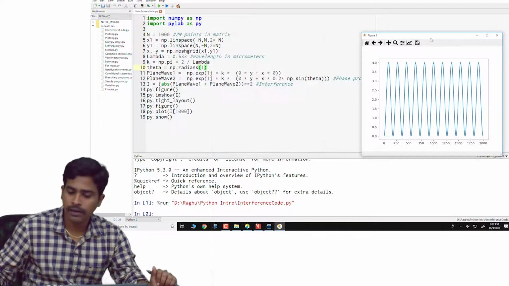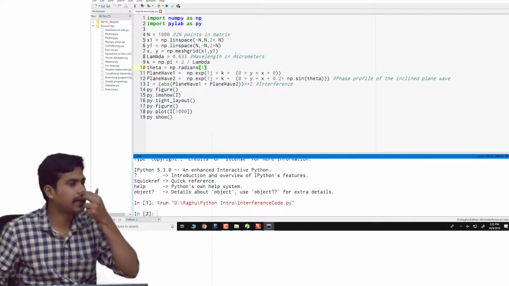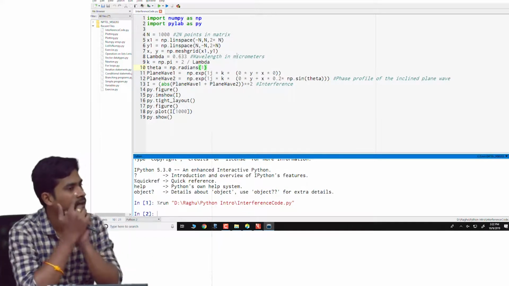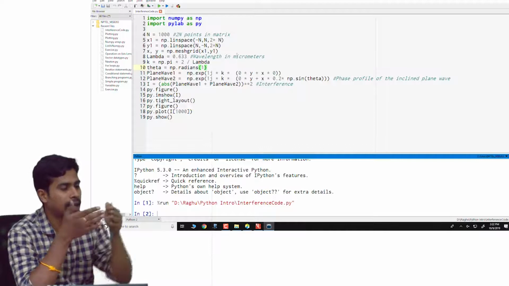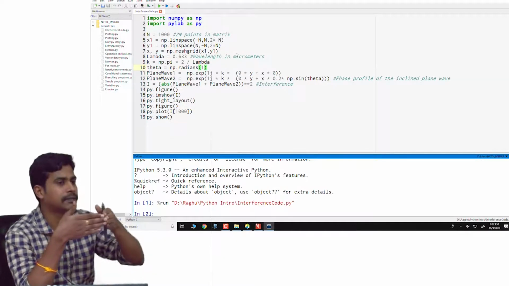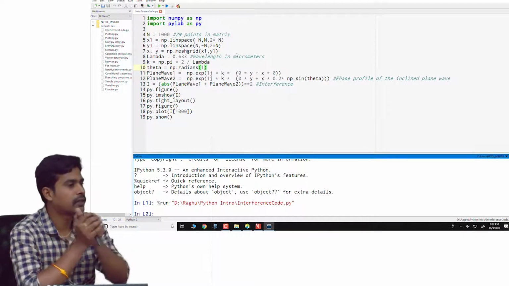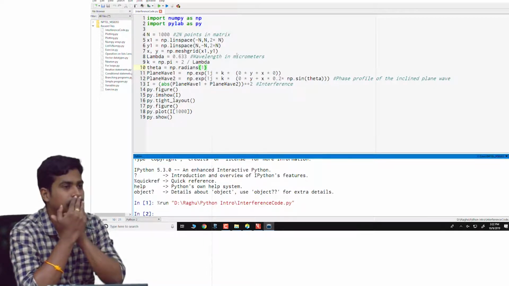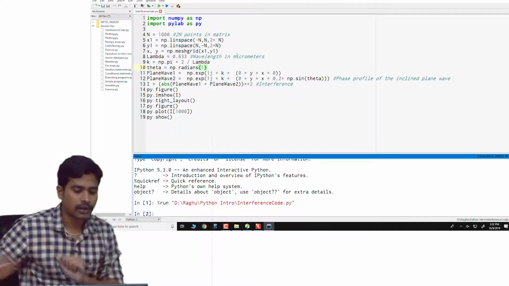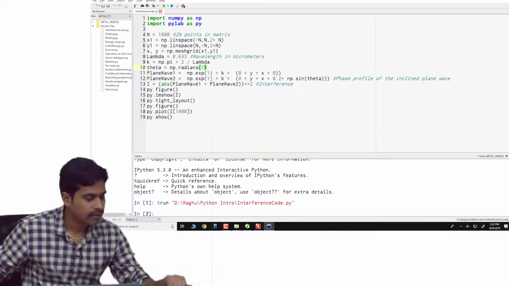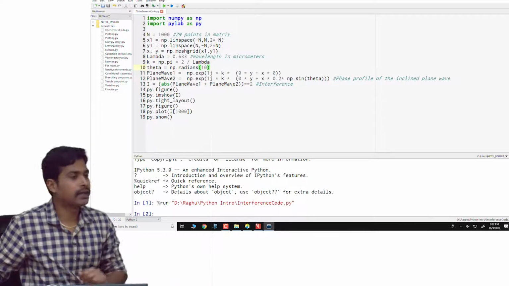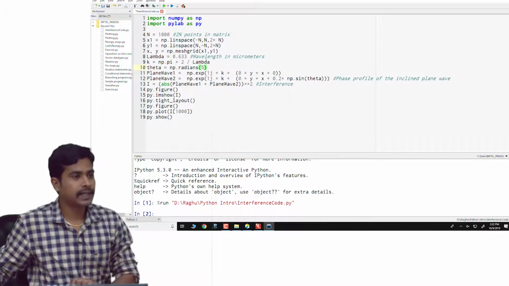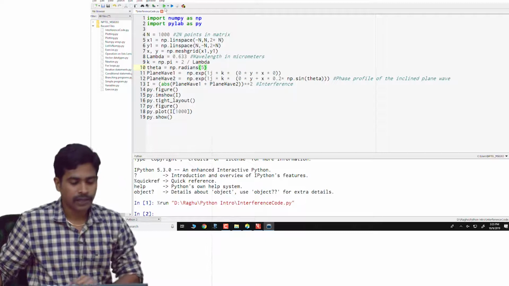Now, can you guess what happens if we increase the angle? Can somebody answer? What do you think happens when the angle between these two plane waves is increasing? What happens to the fringes? Are they going to increase or are they going to decrease? Okay, we will just try it out here. I will give 5 degrees between the plane waves, and I will run this program.